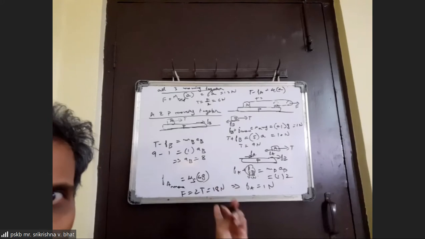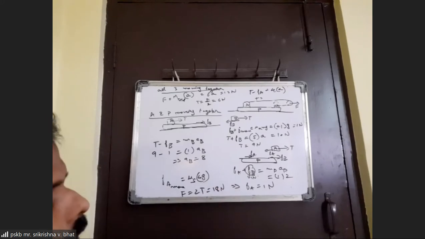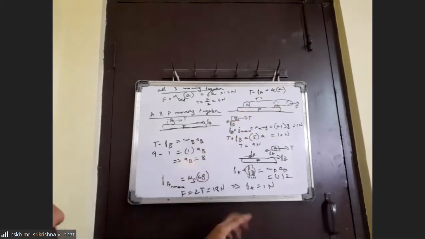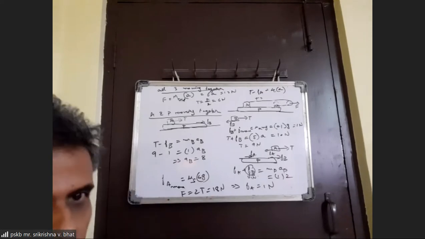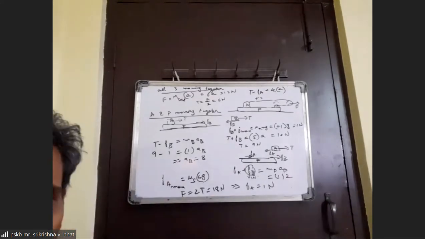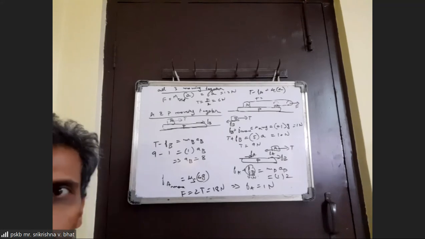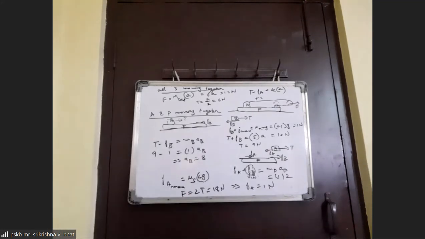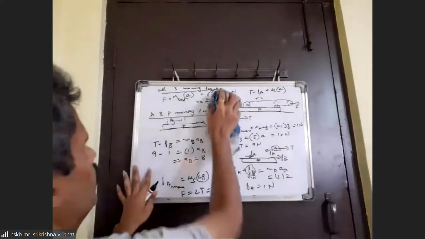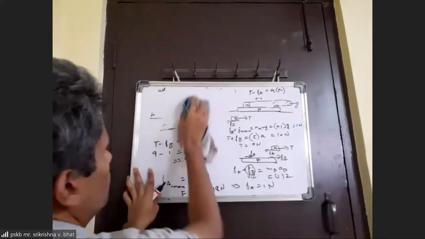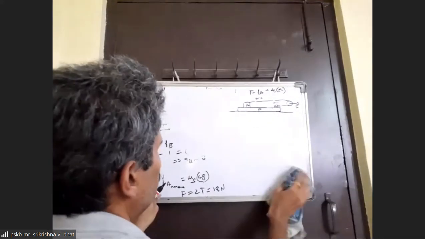However, in this particular question, there was one more thing I asked in the end, the acceleration of the pulley. Since we got the acceleration of A as 2 and of B as 8, if you take the average of both you get the acceleration of the pulley: 8 plus 2 by 2, which is 5 meters per second squared. I can also show this using the constraint relation.